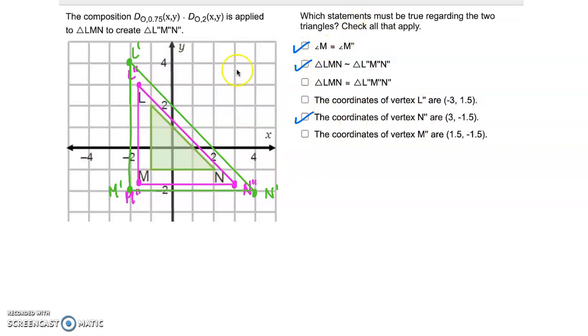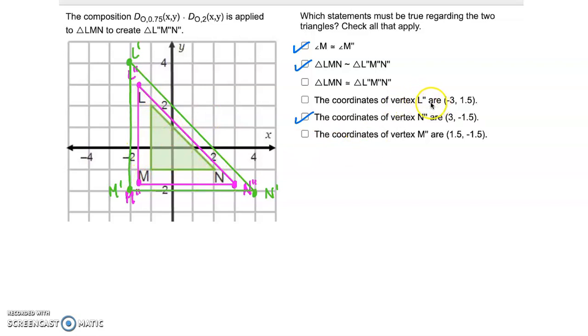Now, are those angles congruent? Well, yes. Transformations and dilations preserve angle measure. They're still right angles, so those are congruent. Are the triangles similar? Yes. We just dilated them. That maintains similarity. Then we have to look at, are they congruent? That means, are they the same lengths? Well, no, our original triangle is smaller than our dilated triangle right here.